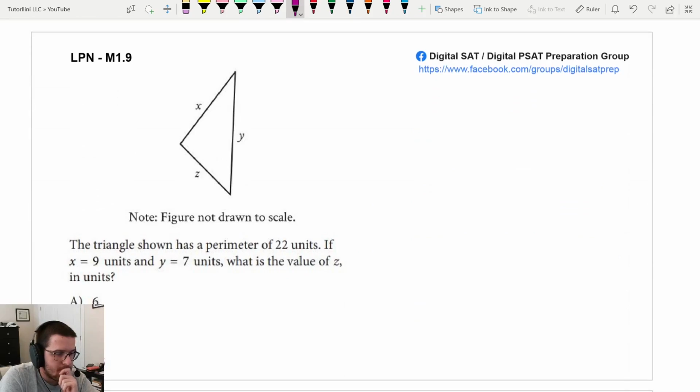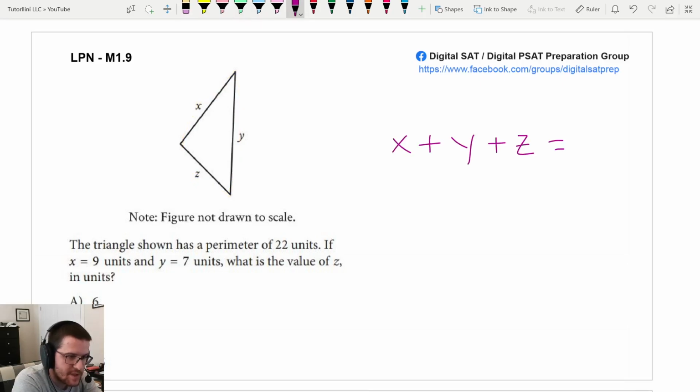Okay, triangle shown has a perimeter. Perimeter is the sum of the outermost edges. If there's any sides on the inside, those do not count towards the perimeter. It's got to be the outer edges of the shape. So the sides are x, y, and z. So we can write perimeter, that's x plus y plus z. And the question tells us the perimeter is equal to 22.